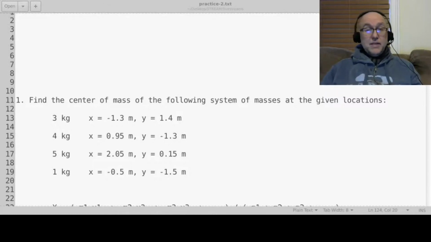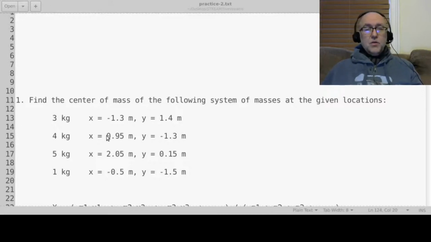These problems are pretty straightforward, and what a center of mass is, is basically a weighted average. Here I say, find the center of mass of the following system of masses at the given locations. I have a 3 kilogram mass at x equal to negative 1.3 meters and y equal to 1.4 meters and so on. We ask, where's the center of mass of these four masses? You could sketch the diagram, and at the end, just to get some intuition, we will, but you don't need that. It's easy enough to calculate it directly from the numbers.